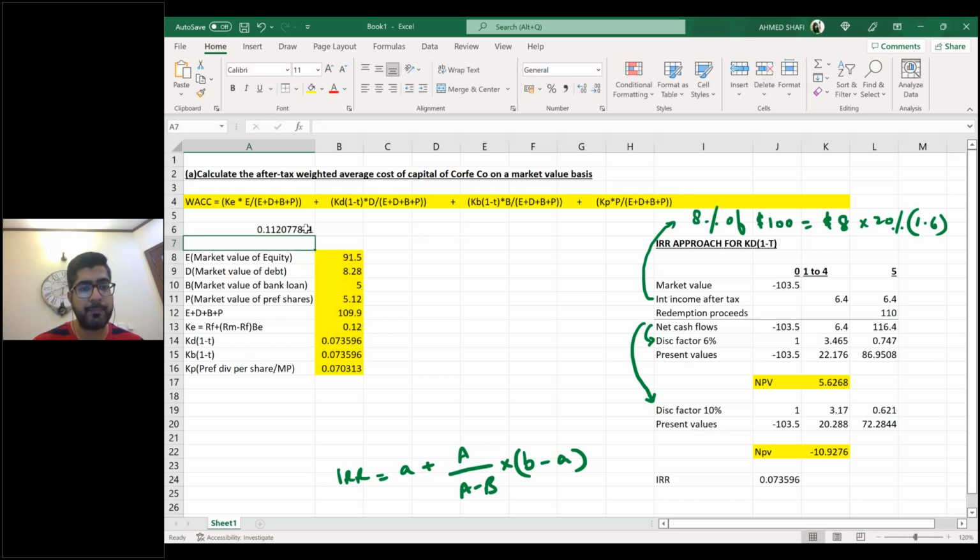11.2% is your final WACC. I'm opening the formula. You can copy it if you want.